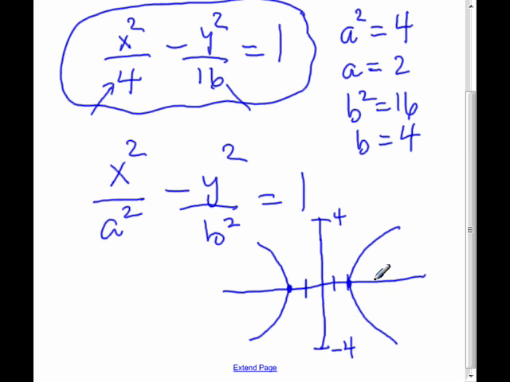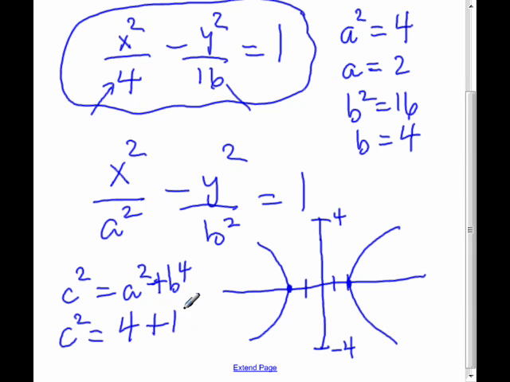But I don't know what my c value is. Oh, but I remember I have that relationship: c squared is equal to a squared plus b squared. And that'll give me the value of c. So c squared is equal to a squared, which is 4, plus b squared, which is 16. Add those together, that gives me 20. So c is equal to the square root of 20, which should be about 4.5, something like that.